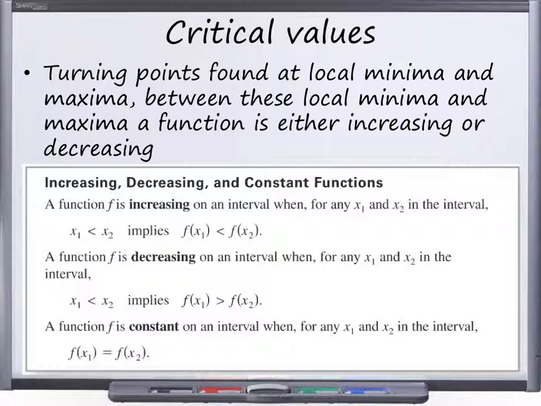Okay, so, critical values, turning points found at local minima and maxima. If we're looking at equations, so if I look at a graph, and this graph does this, I will see I have a number of turning points. These are critical values, these different turning points. Okay? In between turning points, it can be increasing or it can be decreasing.